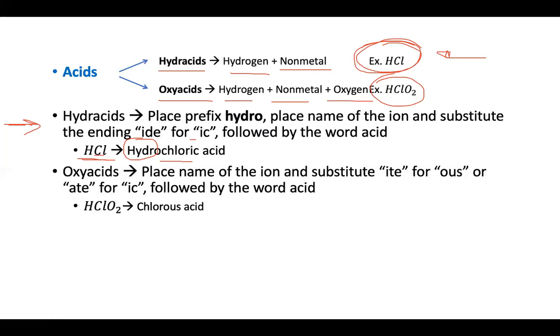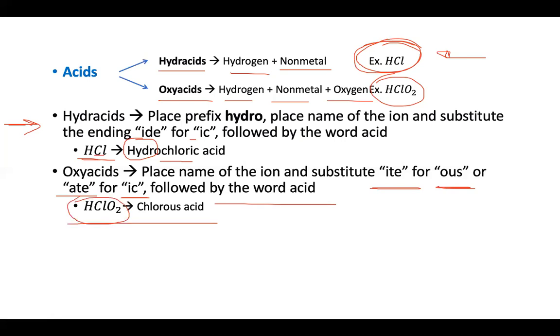For oxyacids or tertiary acids, it's a little bit different. We have to look at the polyatomic ion, see which is the ending of the polyatomic ion, and we will have to change it. If the polyatomic ion ends in ite, we are going to change it for ous, and if the polyatomic ion ends in ate, we are going to change it for ic, and we add the word acid. So there's no hydro in the oxyacids name. Even though we have hydrogen, we do not write it in the name. We just write the name of the polyatomic ion and we change it. If the polyatomic ion ends in ite, we change it for ous, and if it ends in ate, we change it for ic.